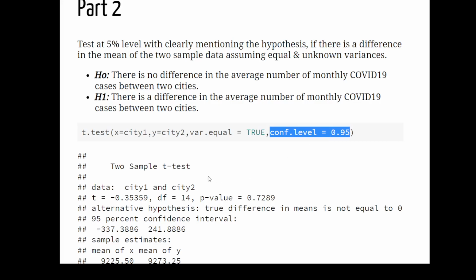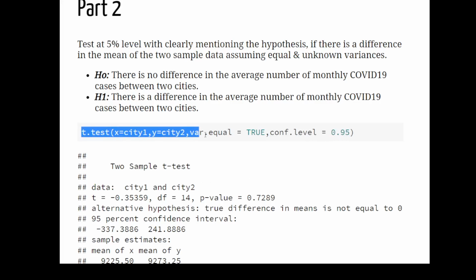So this is the whole procedure altogether. This is just one long line of code. t.test, x, y, the 2 data sets, and the 2 arguments there, var.equal and conf.level.